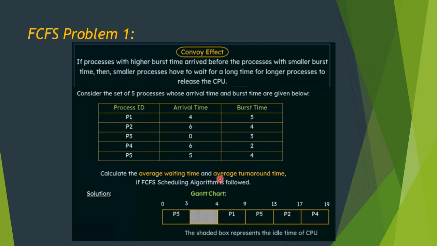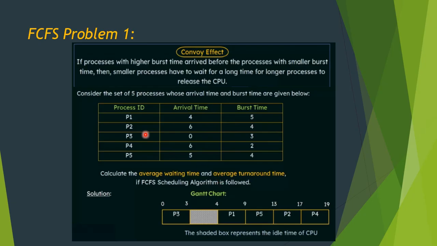Let's look at a second example here. This one has something we're calling a convoy effect. We're told that suppose processes with higher burst times arrive before the process with smaller burst times. Then smaller processes have to wait for a long time for longer processes to release the CPU, in case it is a non-preemptive form of scheduling.